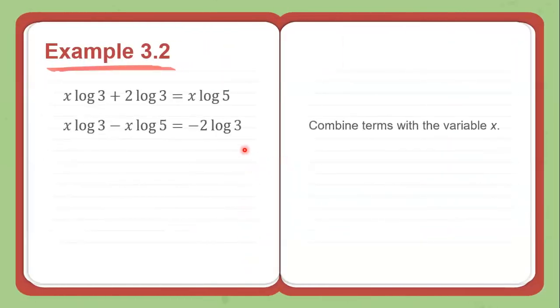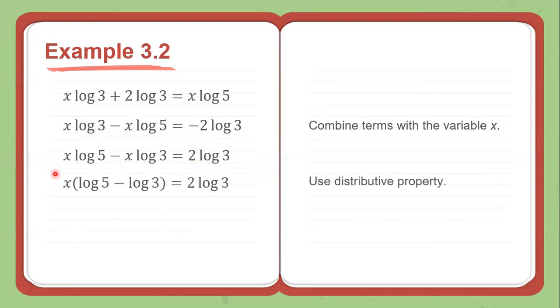we can now combine terms with the variable x. So we have x times logarithm of 3 minus x times logarithm of 5 is equal to, moving this to the other side of the equation, negative 2 times logarithm of 3. So we can multiply both sides by negative 1 to give us x times logarithm of 5 minus x times logarithm of 3 is equal to 2 times logarithm of 3.